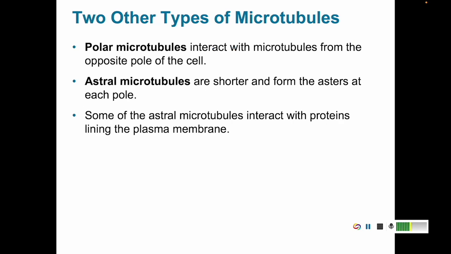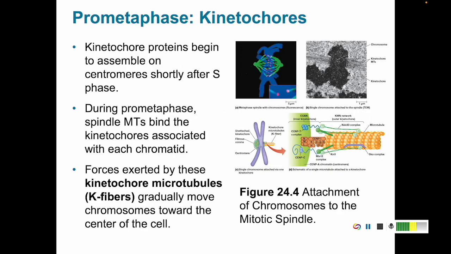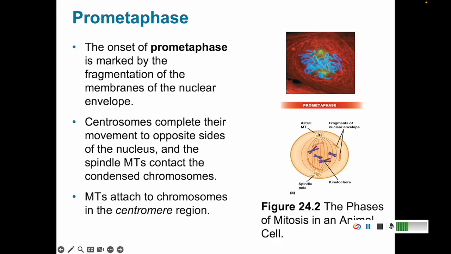There are other kinds of microtubules besides the ones that interact with the chromosomes. There are polar microtubules. Polar microtubules go from one spindle pole and then interact with microtubules that are coming from the opposite spindle pole. And then there are astral microtubules, those short little starbursts that form those asters at each pole. So if I go backwards, here are your aster microtubules. And then, let's see, this would be a polar microtubule. It's not connected to a chromosome. This microtubule interacts with a microtubule from the other pole.